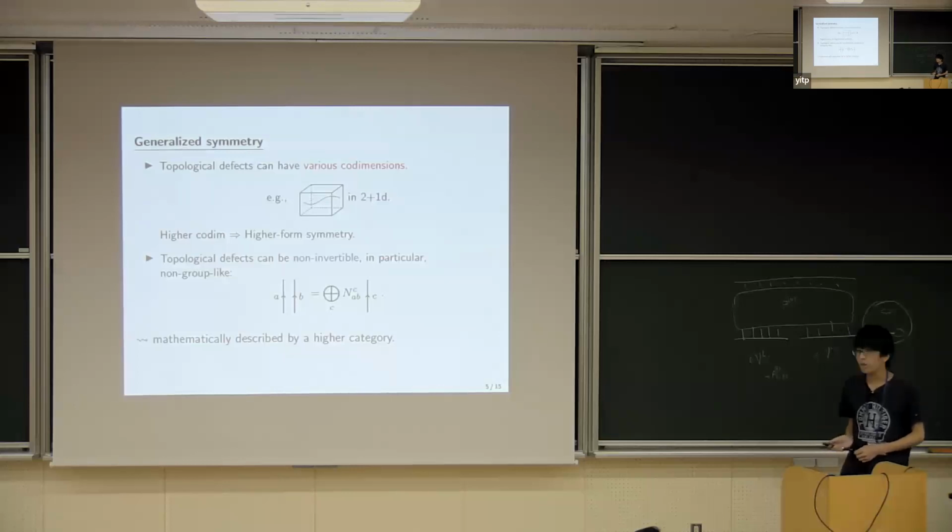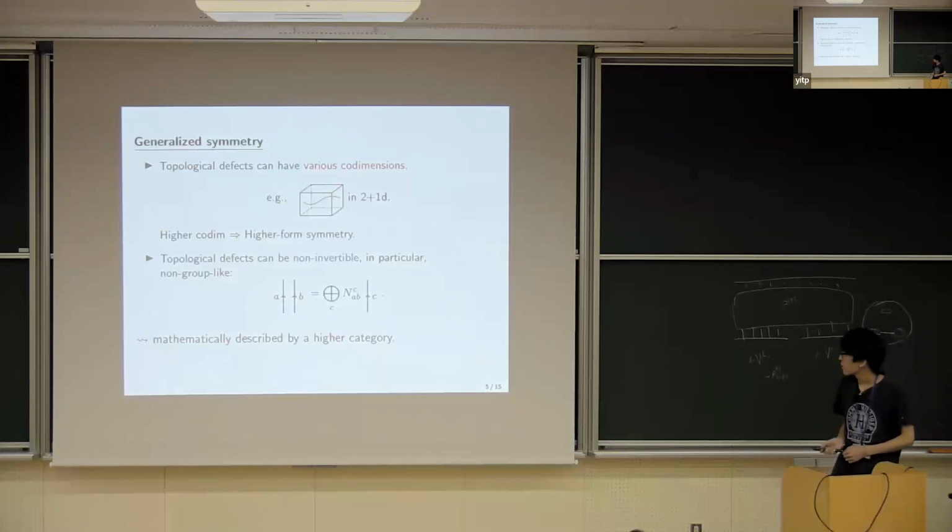And another generalization is to relax the invertibility. So in general, topological defects can be non-invertible, and we can think about the symmetry generated by such non-invertible defects. And in particular, when the topological defects are non-invertible, then their fusion rules are non-group-like. More specifically, the fusion of two topological defects, A and B, can be decomposed into the sum of topological defects. And here N_AB^C is a non-negative integer that counts the number of topological defects C that appear in the fusion of A and B. And this non-negative integer is called a fusion coefficient.